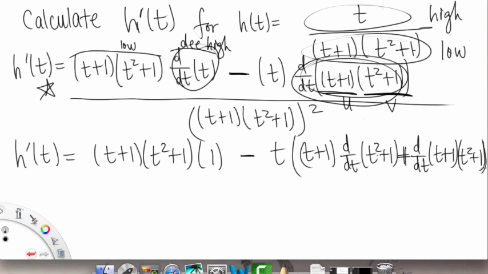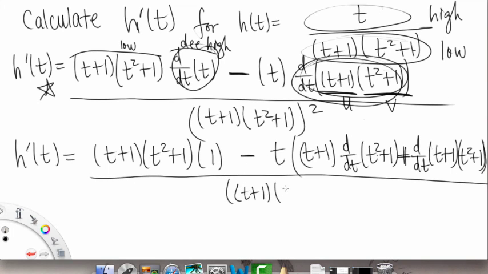Sorry, it's kind of squished in there. All right, got all the parentheses. And then on the bottom, we just leave our t plus 1 times t squared plus 1 quantity squared. Okay, so we're going to leave that. All right, so continuing, I think I shall try to squish another line in here. We can fit it in.